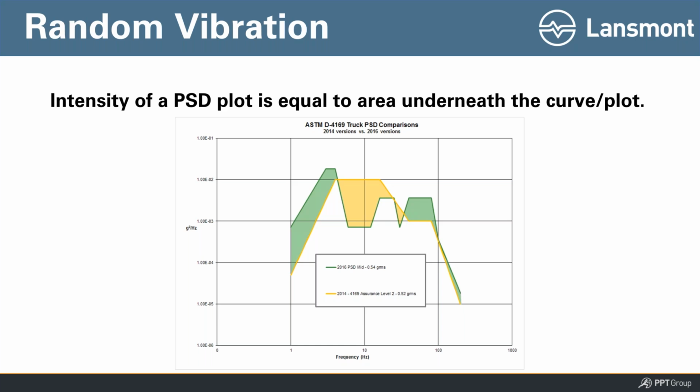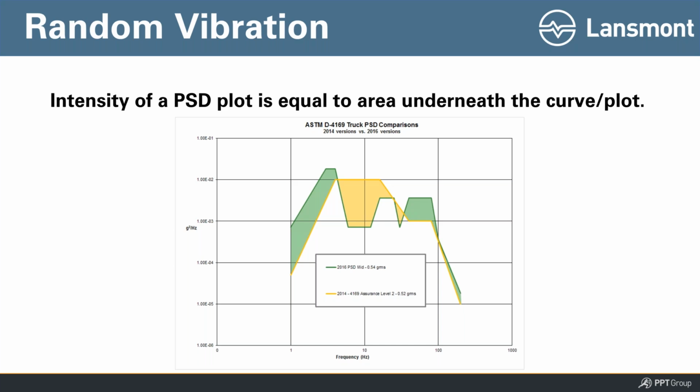2016 timeframe. And the point here is that both of those profiles have basically the same GRMS value associated with them, the same calculated intensity, let's say 0.5 GRMS, one's 0.54, one's 0.52, but I'd call that basically equivalent. But the reality is they're not equivalent. So even though the GRMS values are similar, there's differences.